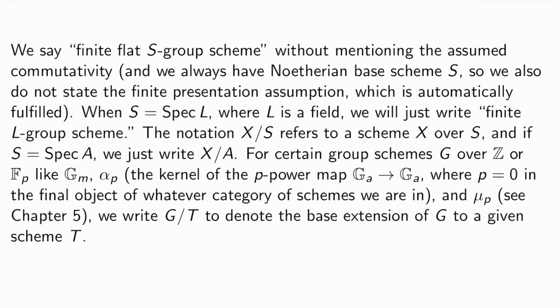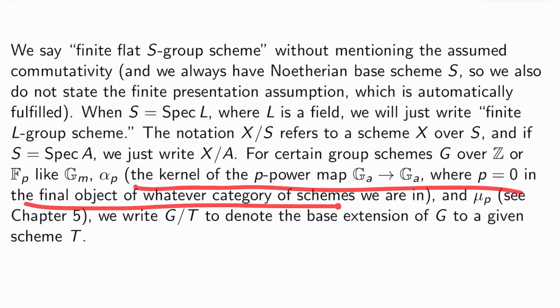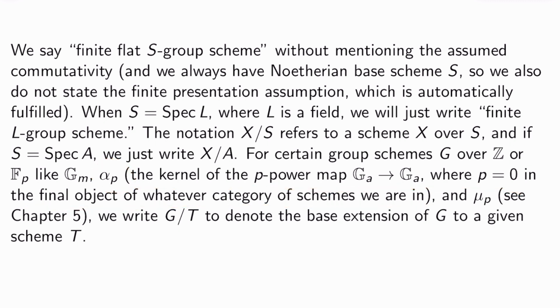For certain group schemes G over the integers or F_p, like the multiplicative group scheme G_m, alpha_p, which is the kernel of the p-power map from the additive group scheme G_a to itself, where p equals 0, and the final object of whatever category of schemes we're in. I mention this definition here because I don't think we actually talked about this back in chapter 5, the chapter on finite flat group schemes. So G_m, alpha_p, and then mu_p, the scheme of pth roots of unity. For any scheme like this over Z or F_p, when we write G over T, what we mean is the base extension of G to a given scheme T.